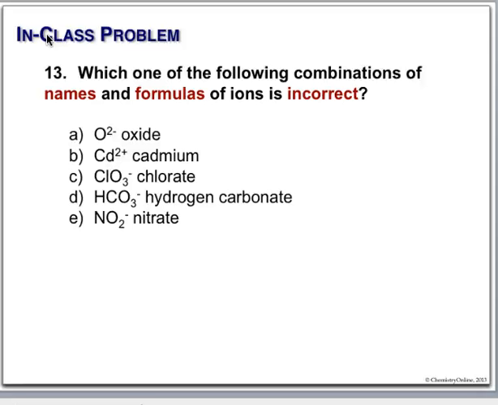Carbonate is CO3 with a minus 2. If we make hydrogen carbonate, we drop our charge by 1. So HCO3 is, in fact, hydrogen carbonate. This is not nitrate. What is it? This is nitrite. Nitrate is NO3 minus.